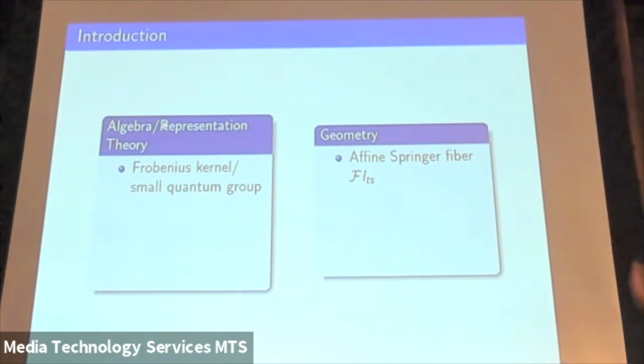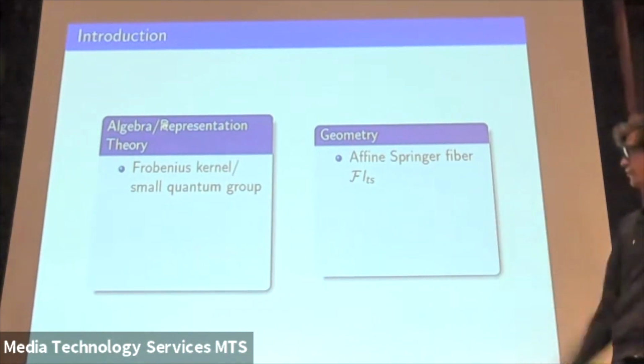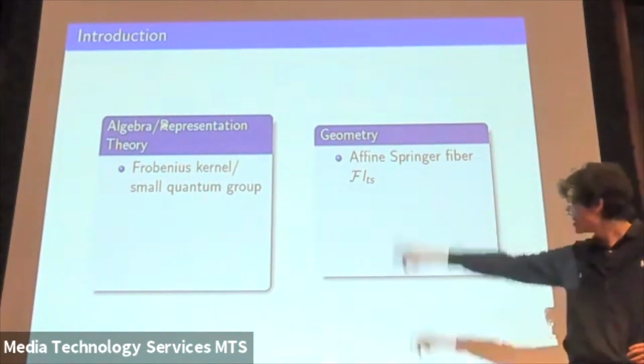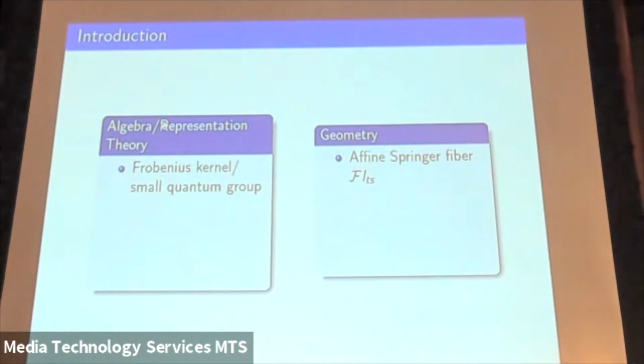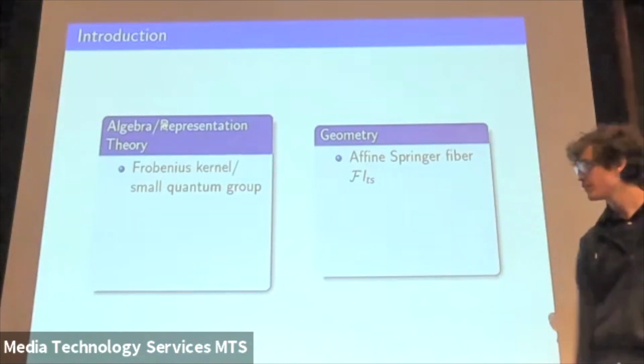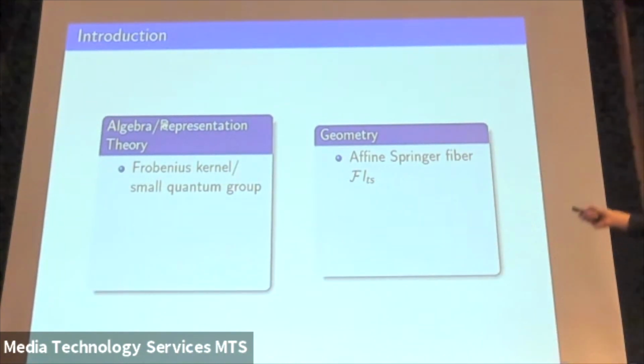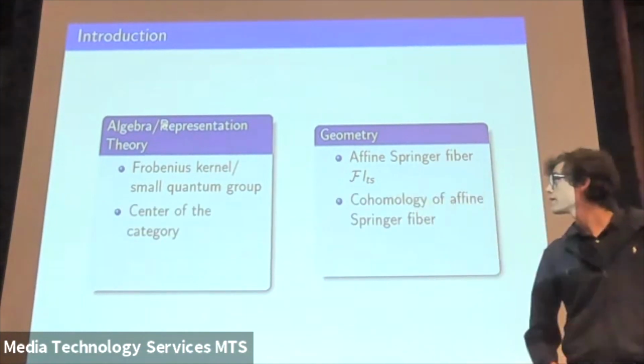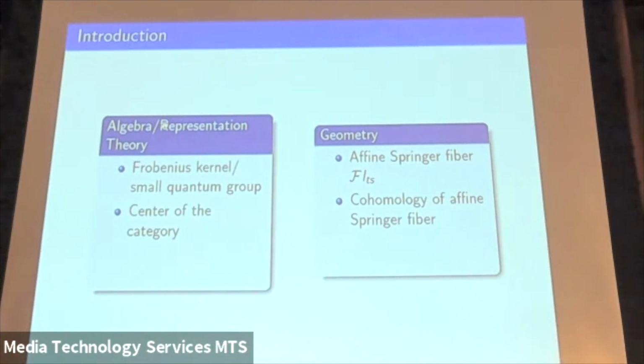So I want to explain the two sides of this dictionary in the case of my work. On the representation theoretical side, there are some objects known as Frobenius kernels, which are certain algebraic groups, I'll explain all this, and a small quantum group, which is something similar in some sense. And on the geometric side, this should correspond to some affine Springer fiber. And in what way do they correspond? Well, there are certain things on the representation theoretical side that have some geometric interpretation.